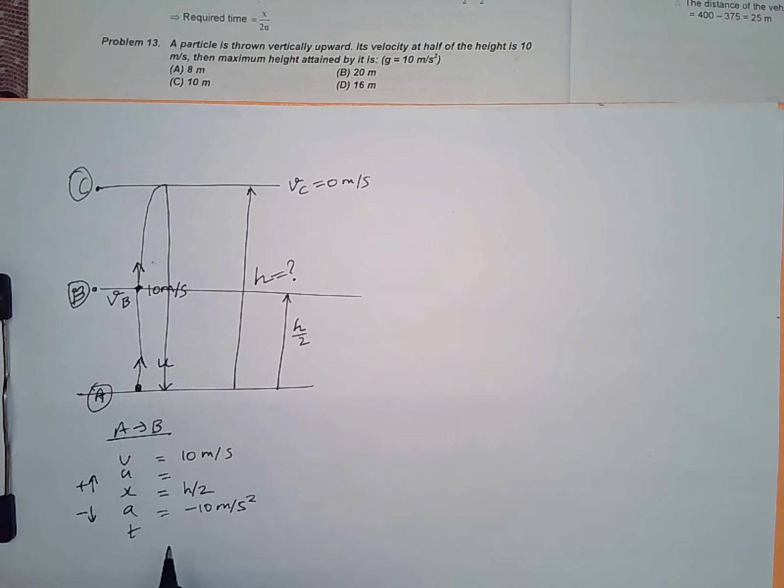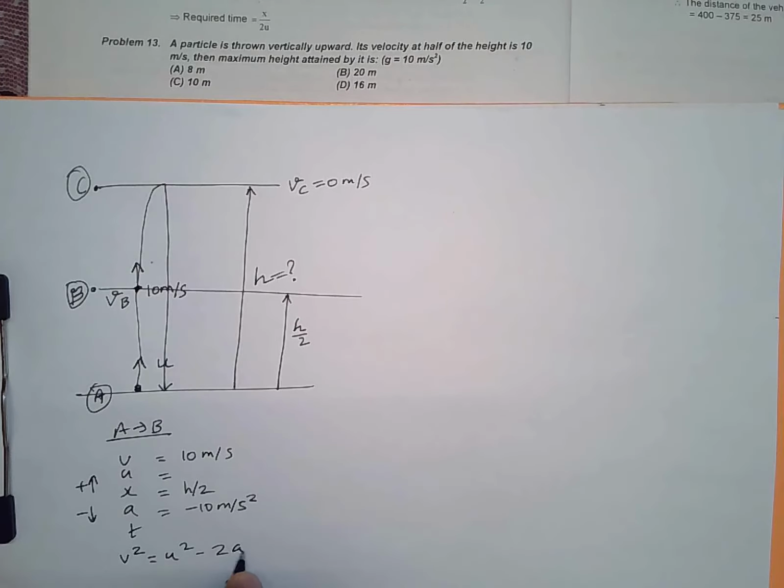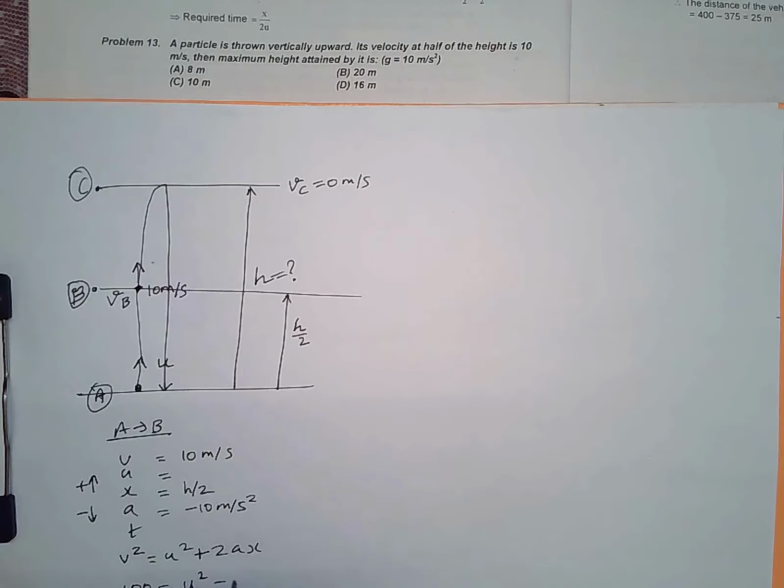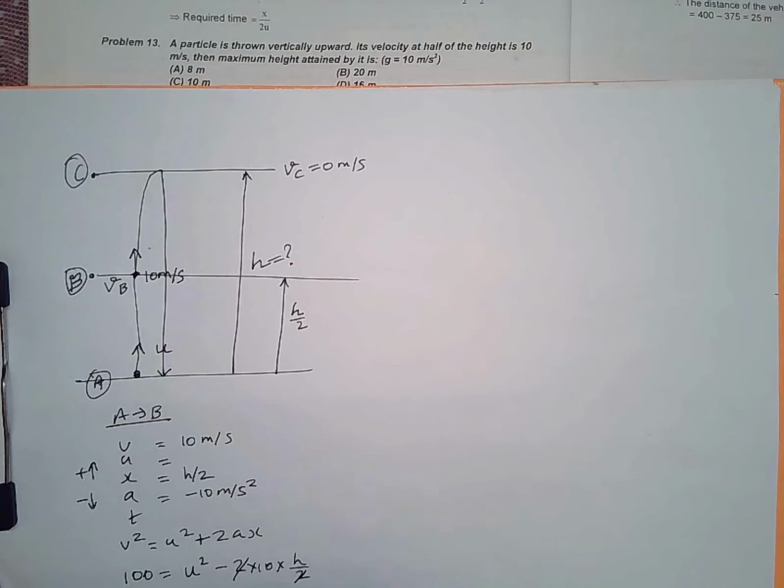Okay, so using v square equals u square plus 2ax, you get v square is 100 equals u square plus 2ax. Acceleration is negative 10, so minus 2 into 10 into h by 2. So we get u square equals 100 plus 10h.